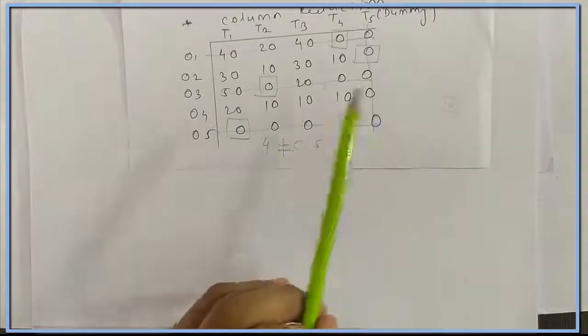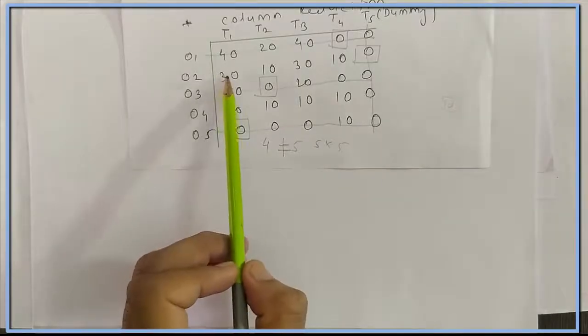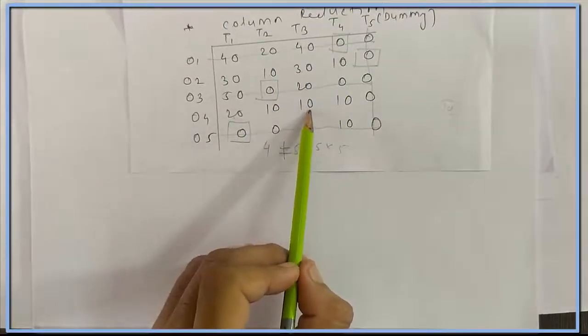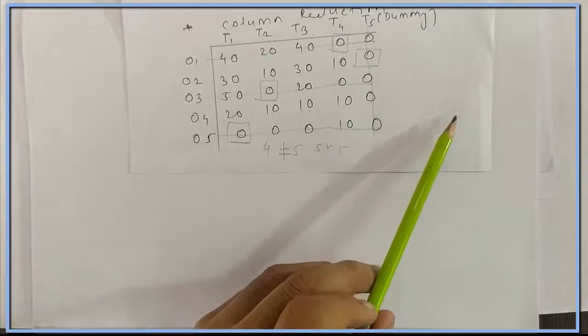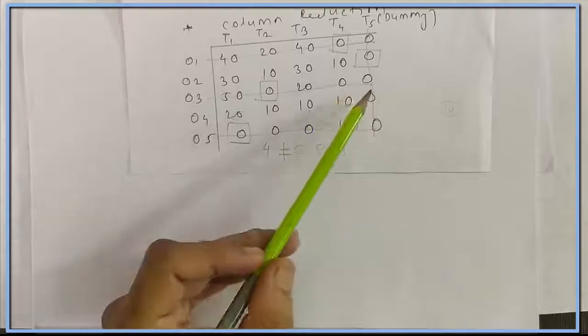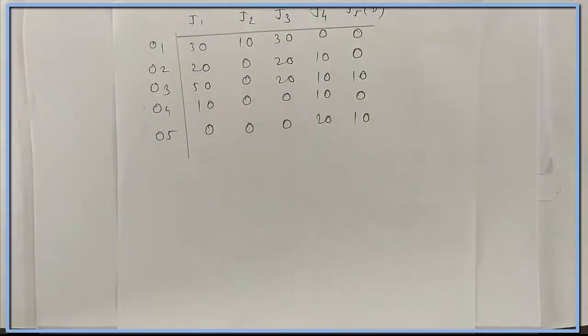After this, subtract this 10 from the uncovered elements, meaning 30 minus 10, 10 minus 10, 30 minus 10, 10 minus 10, 20 minus 10, 10 minus 10, 10 minus 10, 10 minus 10, and add this 10 at the intersection elements: 0 plus 10, 0 plus 10 and 0 plus 10. After this calculation, we will have this matrix.